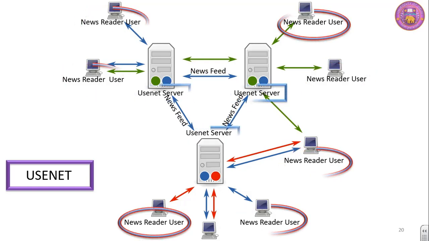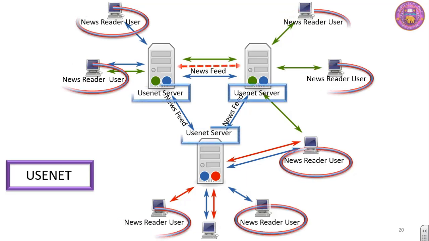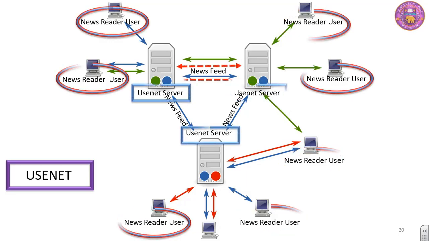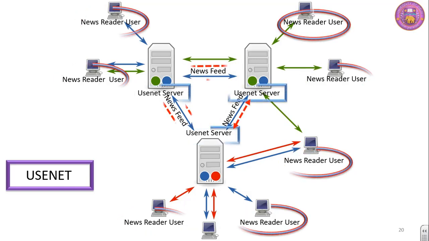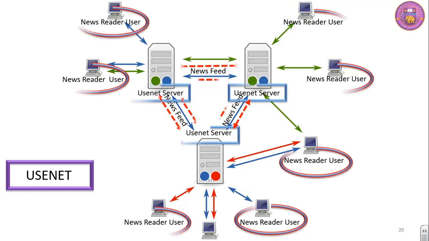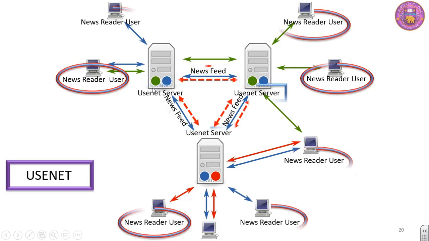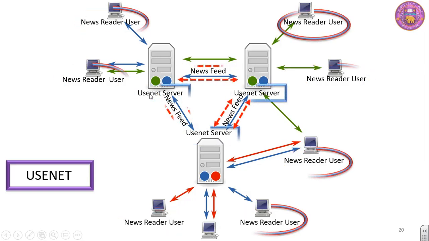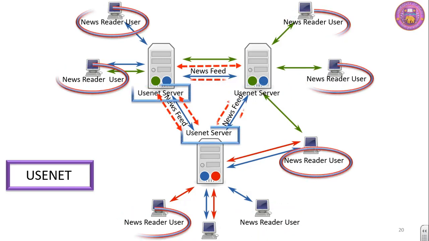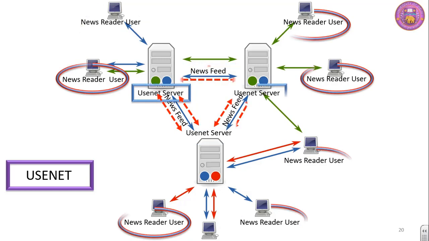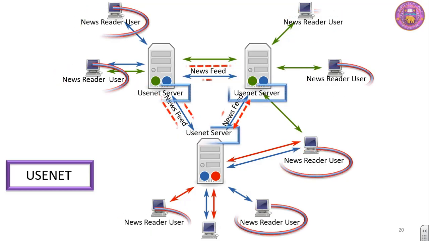These Usenet servers started exchanging information with each other. When they start exchanging information with each other, this is termed a news feed. It means if a user connects to a Usenet server and some news is not on that server, then this particular server can fetch news from the other server. And all these servers are interconnected with each other. We call this network the Usenet network.